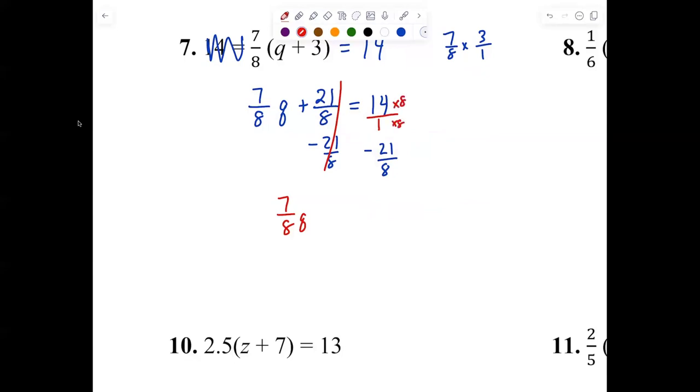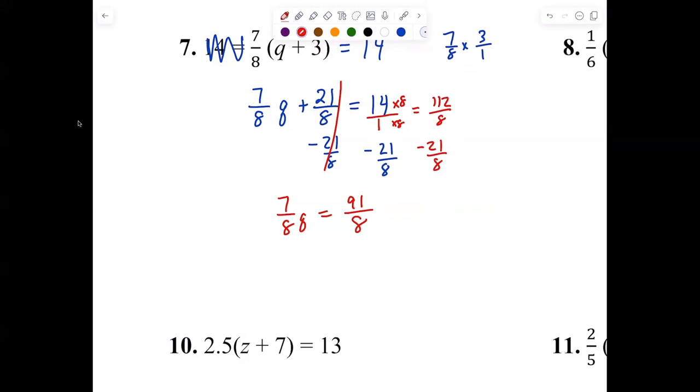So what's 8 times 10? 8 times 4. 32. 32 plus 80. 112 over 8 minus 21 over 8. Equals 91 over 8.